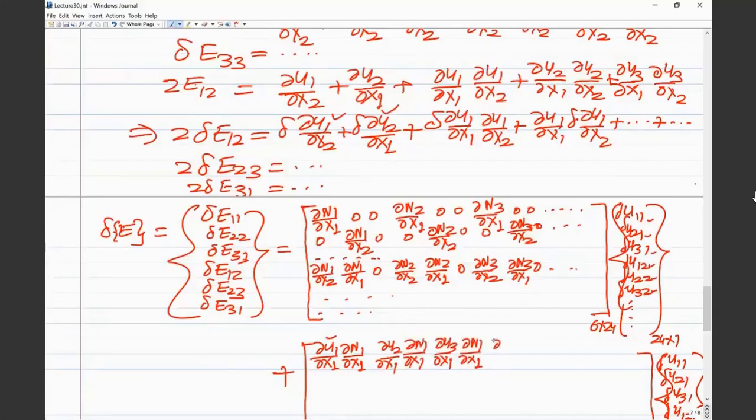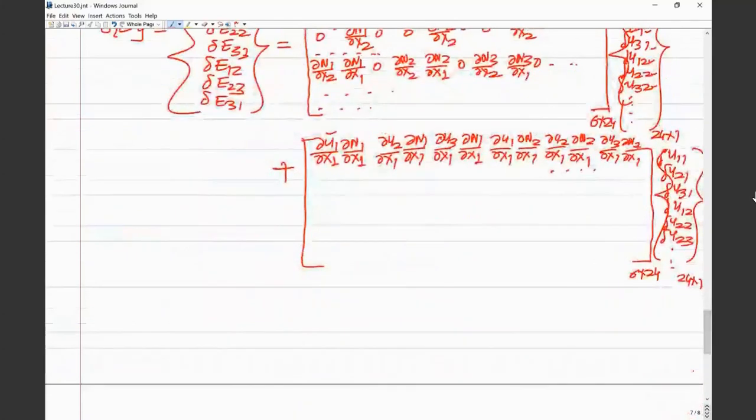Then from the fourth column onwards, again you will have del U1 by del X1, that will remain as it is, and this will become del N2 by del X1. Then del U2 by del X1, and this will become del N2 by del X1. And then you will have del U3 by del X1 and del N2 by del X1, and so on. You will write it like this. So you have to write for all of these.